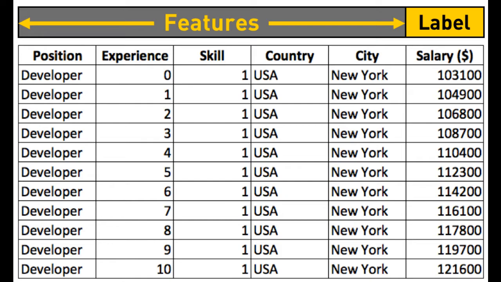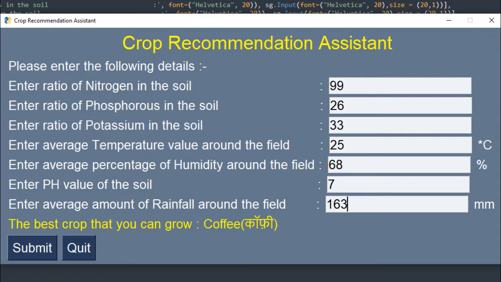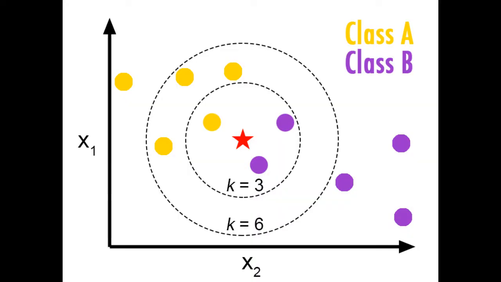Samples are the number of different values of the features, like in our case we have around 2,200 samples. And the label contains our result values. On the basis of these 2,200 samples and 7 features, our crop recommendation assistant predicts the best crop for the farm. Now let's talk about how this K-Nearest Neighbor classification model works.